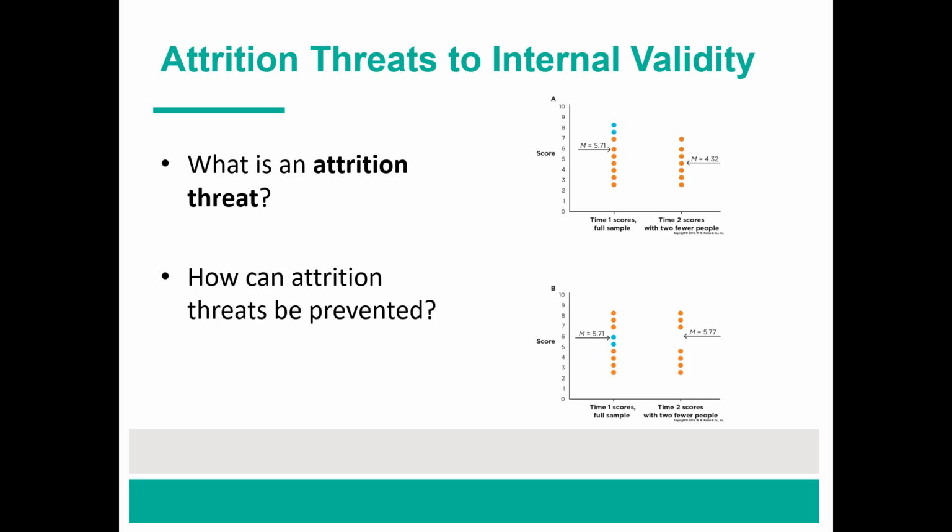Another approach is to look at the pretest scores of dropouts. If they have extreme scores, then they are more likely to threaten internal validity than if they have more moderate scores and should be removed.